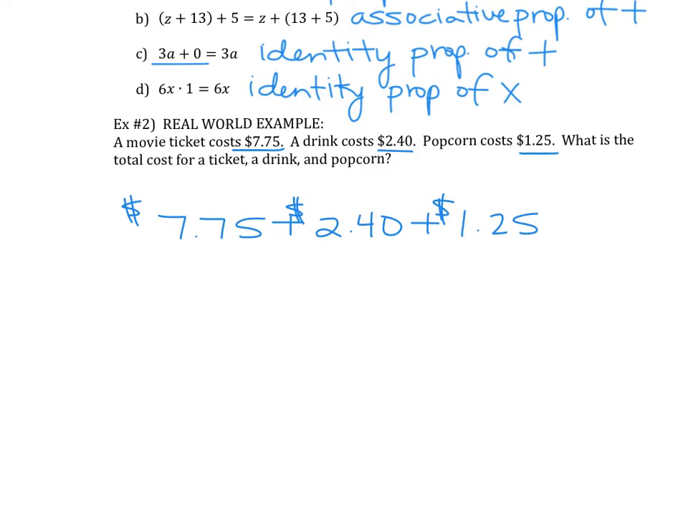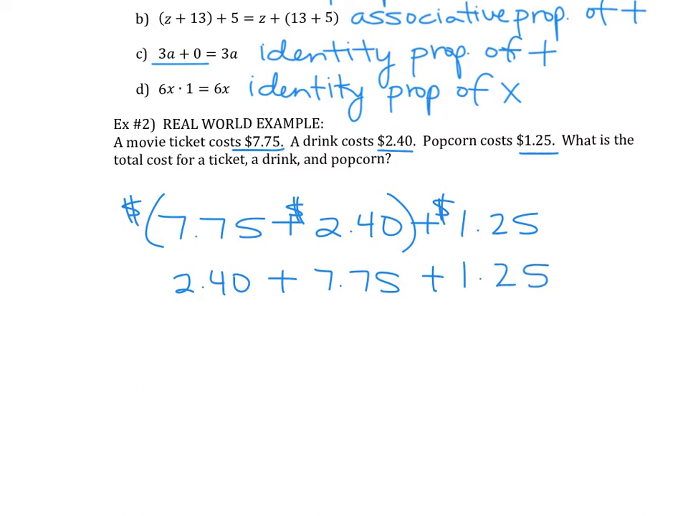There are two numbers here that are for sure the easiest to add together. Do you know which two they are? $7.75 and $1.25, because 3/4 and 1/4 make $1, right? Gives you a nice round number. So in order to add those two together, what we're going to do is move some things around. I'm first going to take these two and switch places. So I'm going to make it 2.40 plus 7.75 plus 1.25.